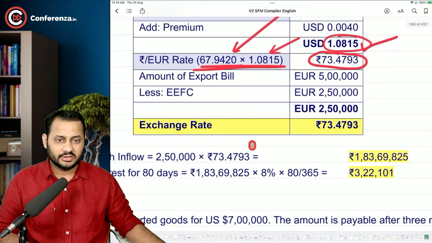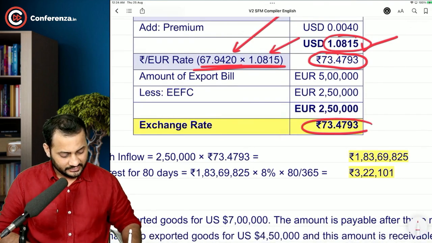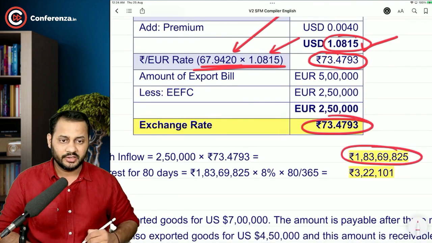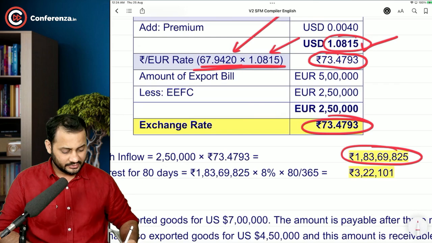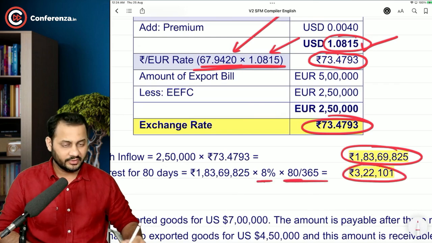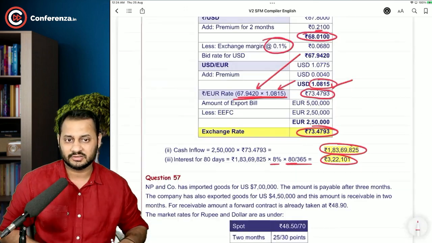See, 73.4793, this is the first answer, cash inflow to the company, and then 80 days interest at 8%, 322,101. These are the 3 answers.